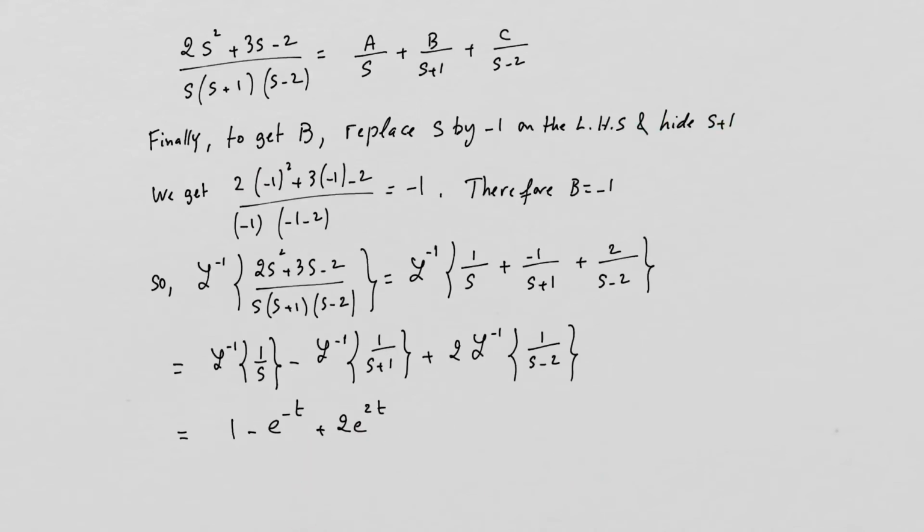All right? And to get B, which is the last piece, you go back here and you replace S by -1 here. (-1) squared times 2 plus 3 times -1 minus 2 over -1, (-1 minus 2), and ignore S plus 1. That's all I did here. And I got my B, and life is good. So this is really cool. So the inverse Laplace of this has to be the inverse Laplace of that.